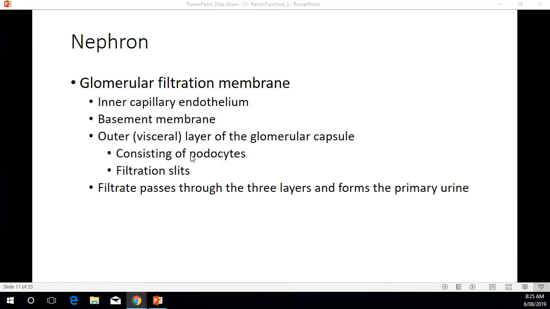They have foot processes that are touching the visceral layer of Bowman's capsule. Between the foot processes, you have what is known as filtration slits, little holes from where the molecules can pass through. These are called filtration slits. And after this, the filtrate from the blood, whatever passes through, will pass through three layers, and it will form the primary urine. It is also called filtrate. Whatever passes through this membrane is called filtrate.